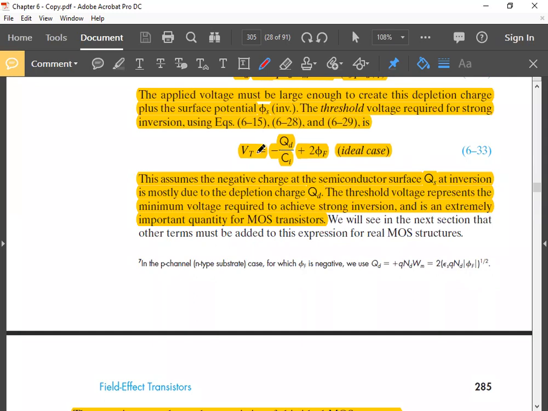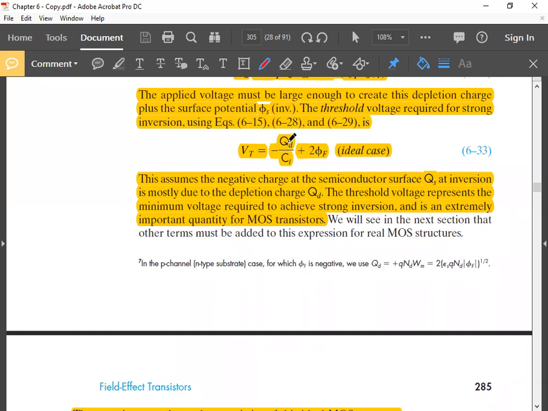For NMOS, N channel MOSFET, Qd is negative. So minus Qd by Ci is positive, and also phi f is positive. Phi f is Ei minus Ef, which is positive. So both the terms are positive. So this Vt in the ideal case is positive for N channel MOSFET.